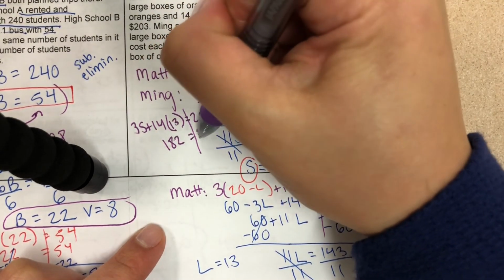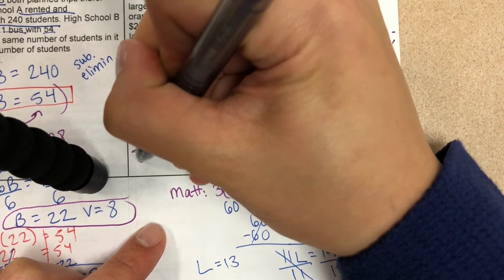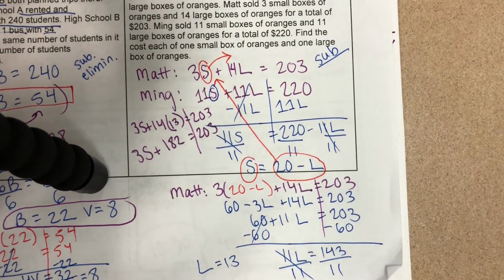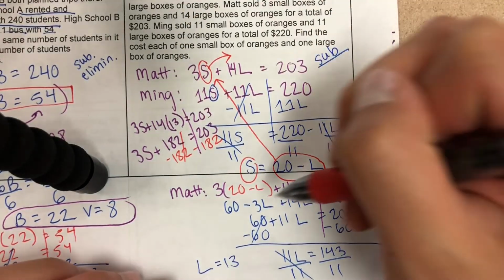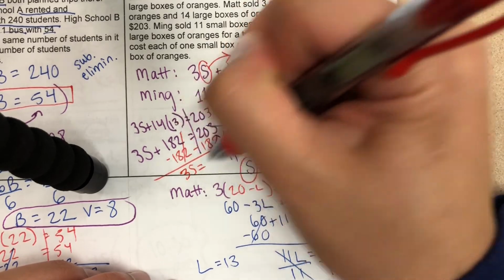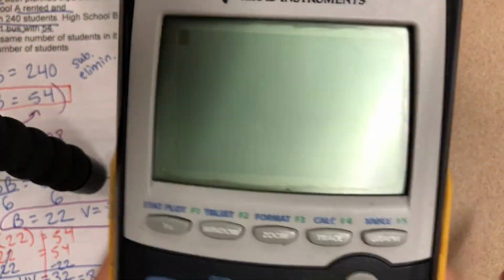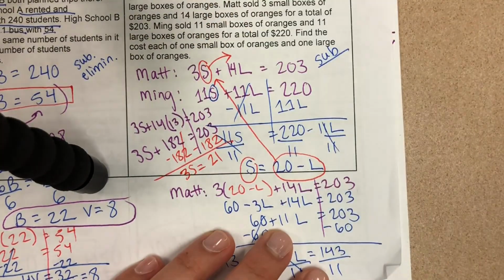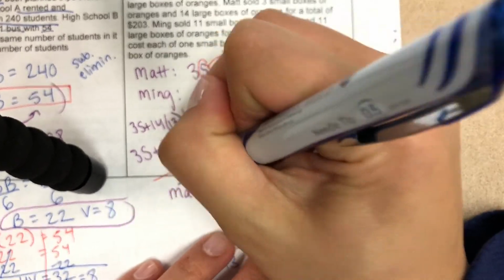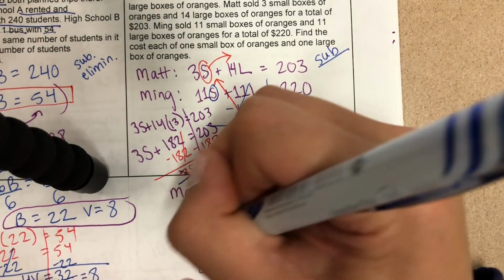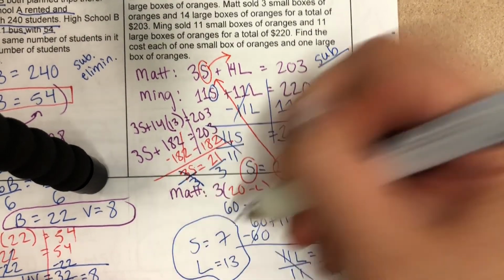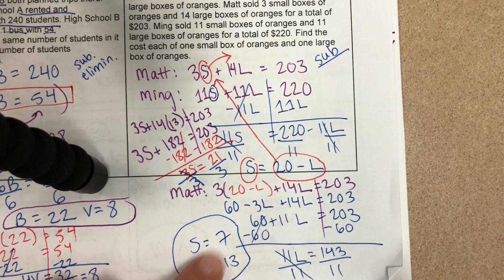So 182 here, 203 on this side, and I bring down my 3S. To get the S by itself, I'm going to subtract 182 from both sides. These cancel, leaving 3S equals 203 minus 182. So 21. Sorry, it's getting super cramped in here. And then my final step, divide by 3 to get S by itself. So these cancel out here, leaving S, and then 21 divided by 3 gives me 7. So my final answer should be S for the small boxes is $7, and large L for the large boxes will be $13.